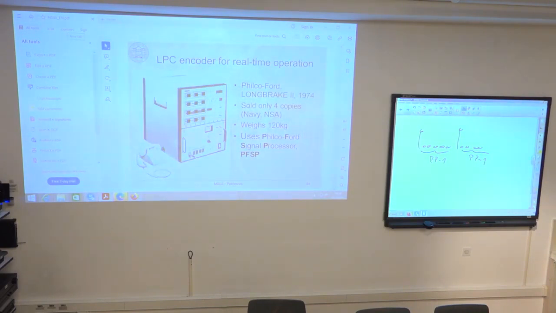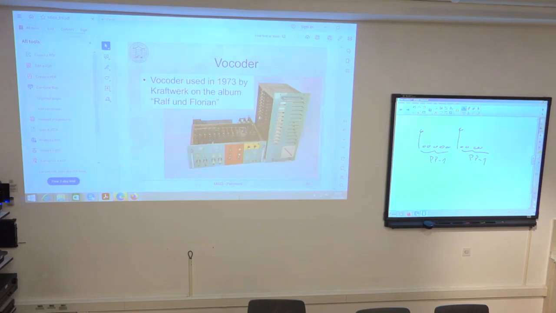How this LPC encoder looked like in early days, in 1974, so this was used for secure communication over radio channels. It weighed 120 kilograms, the whole box, and it enabled the two sides having the two boxes, one on one side, another on the next side, so communicating over the phone, and they were able to understand each other, and nobody could eavesdrop because the bit stream was additionally encrypted to secure it.